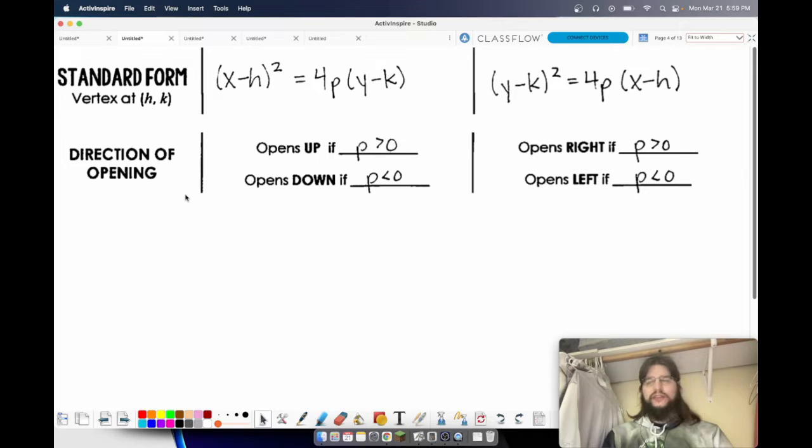Here are our standard forms. This is for a vertical parabola. This is a horizontal parabola. Look at what's being squared. If x is squared, it's vertical. If y is squared, it is horizontal. And again, p being positive or negative will tell you which way it's opening.